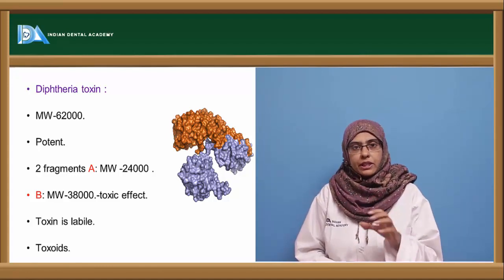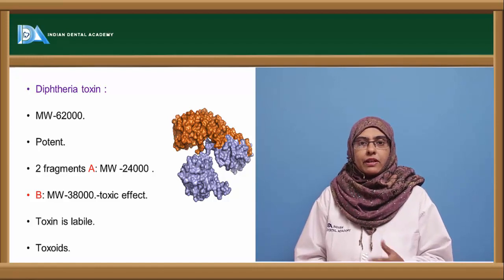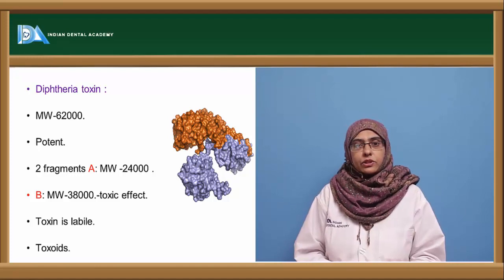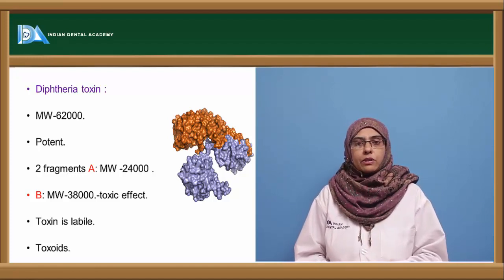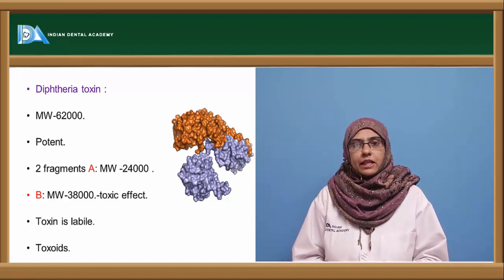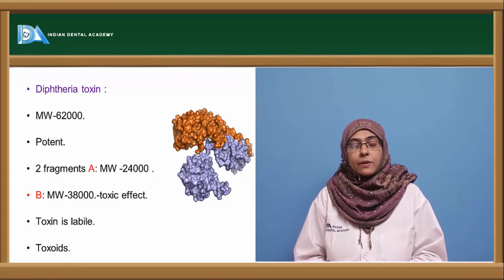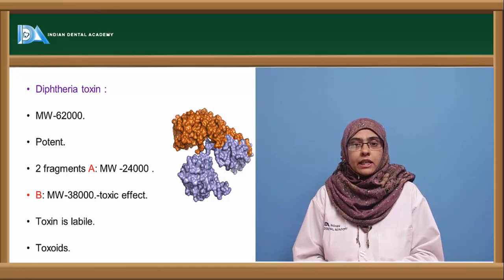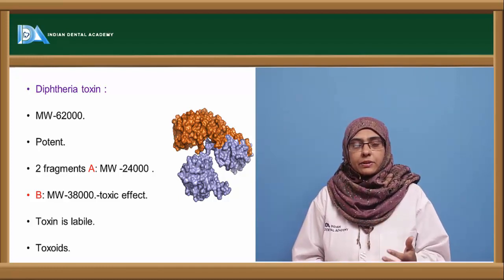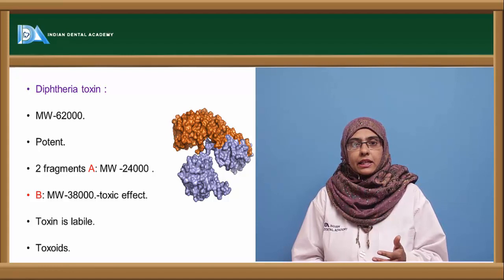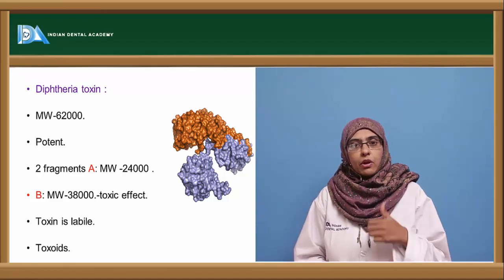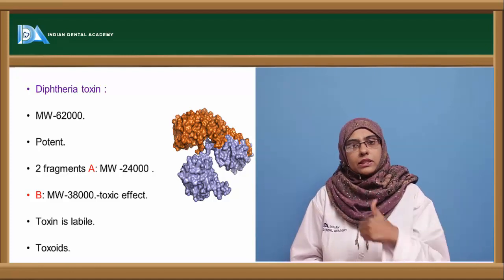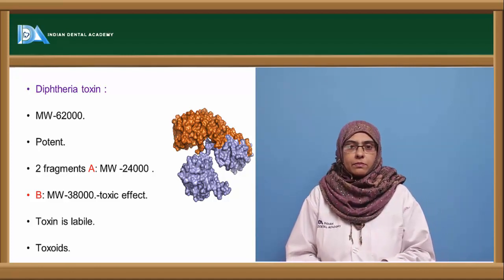The B subunit is called the binding subunit, whereas the A subunit is the active one, because it is the one that enters into the cell and brings about the pathogenic characteristics. This toxin is highly labile in nature, and with the help of this toxin we can prepare toxoids. Toxoids are substances which are antigenically inactive, but immunologically active. So we can convert the toxin to toxoid, and these toxoids are mostly used for immunization purposes.